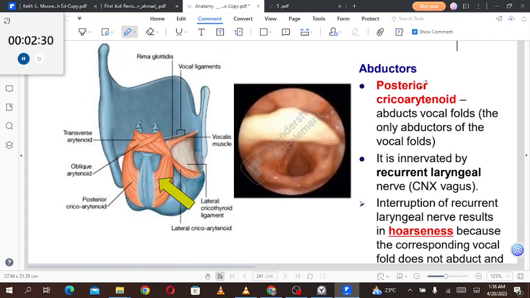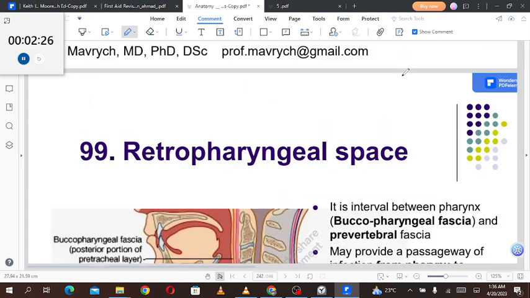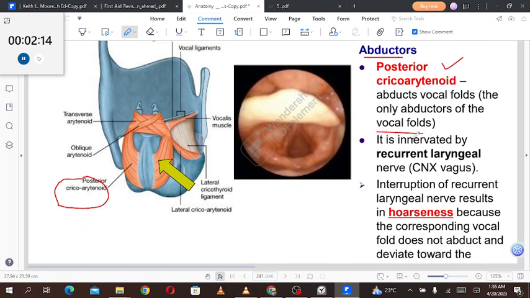What are the muscles of the larynx? There are abductors. The abductors include the posterior cricoarytenoid, which is over here. It abducts the vocal folds; it is the only abductor of the vocal folds. It is innervated by the recurrent laryngeal nerve, a branch of the vagus.